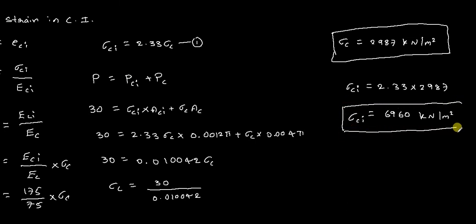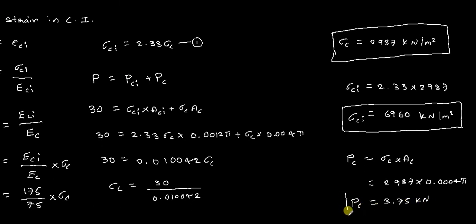We got the stress values in the two materials, but we need to find the load acting in each material. First, to find the load acting in copper, PC is equal to sigma C into AC. Sigma C we got as 2987 into AC, which is 0.0004 into pi, and the load value we get is 3.75 kilonewtons, the load acting in the copper material bar. So this is PC.